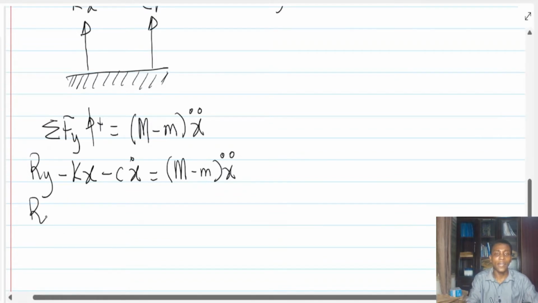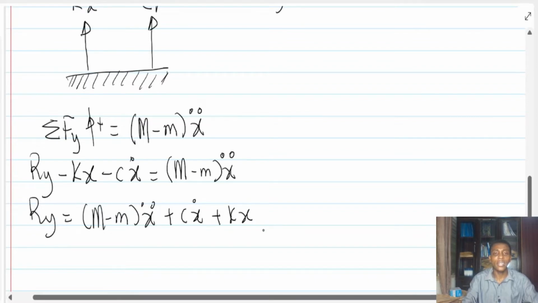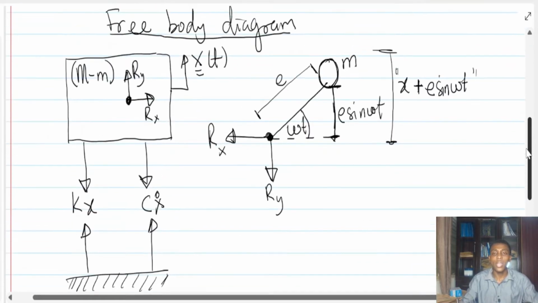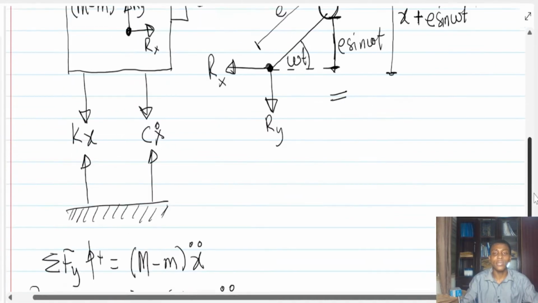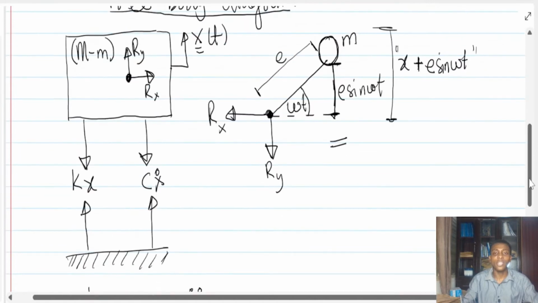So let's solve for ry. We can say that ry equals minus small m x dot dot plus cx dot plus kx, right? Let's call this equation 1. And let's come here, okay? We are going to do the same thing for this one. So maybe I can even do it here. We want to sum forces in the positive y direction to be equal to, for this one, the small m, mass times acceleration, okay?